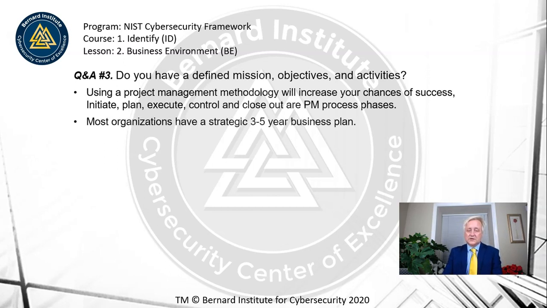Most organizations have a strategic 3 to 5 year business plan. So usually the 5-year strategic plan is on the horizon. Where do we want to be in 5 years? And then it's broken down into tactical plans. And the tactical plans are 1-year increments that say, here's what we're going to do this year in order to move toward that strategic goal that's on the horizon.